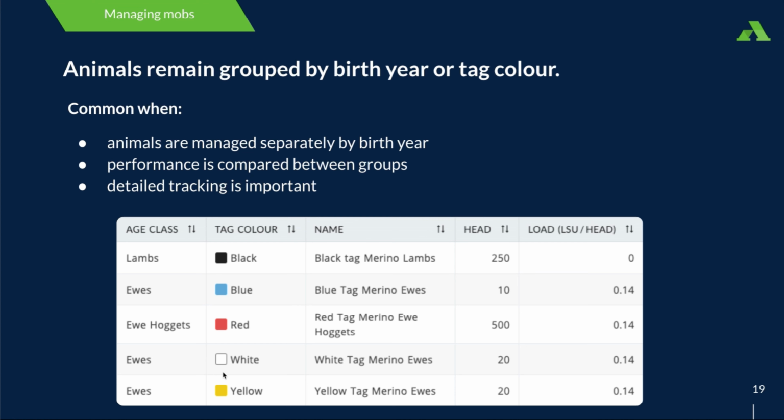So as you can see here, instead of having a mixed age mob, my ewes are broken down into their tag colours. So I have yellow tag merino ewes, red tag hoggets, white tag ewes, and blue tag ewes. These are what I like to call mini mobs. They're all in the same paddock and they're all running as the same mob in real life together, but in AgriWebb they're broken down into their tag colours.